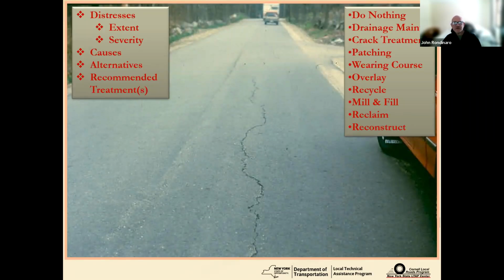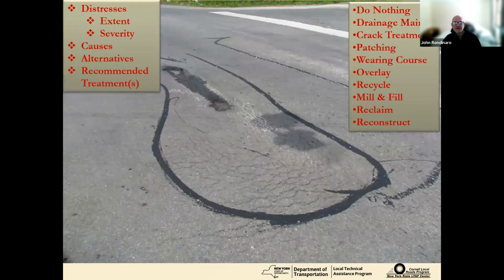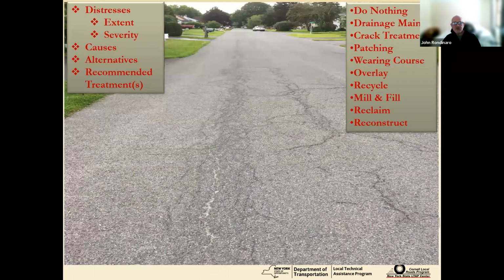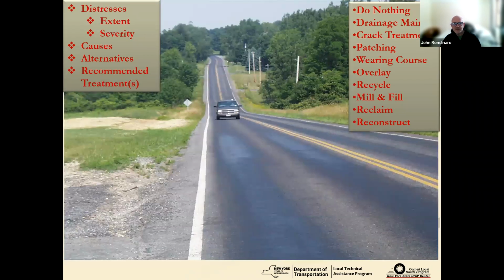You're looking at your distresses, analyzing your causes, probably thinking about dropping in a core or a test pit. You're going to be considering your alternatives, and then picking from your pick list on the right-hand side. And you can do it with cracking, you can do it with potholes. In this case, you're looking at those two holes that have water in them, so you're going to have to think about your drainage issues. Alligator cracking, along with your driveways and your residential properties, you've got to think about those when you're picking your repair.